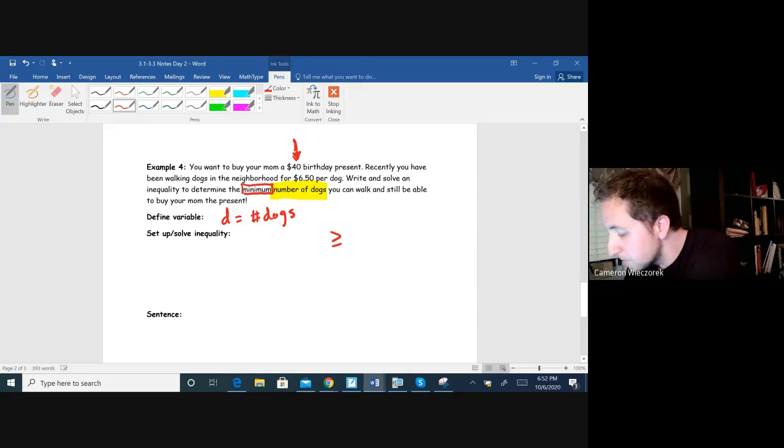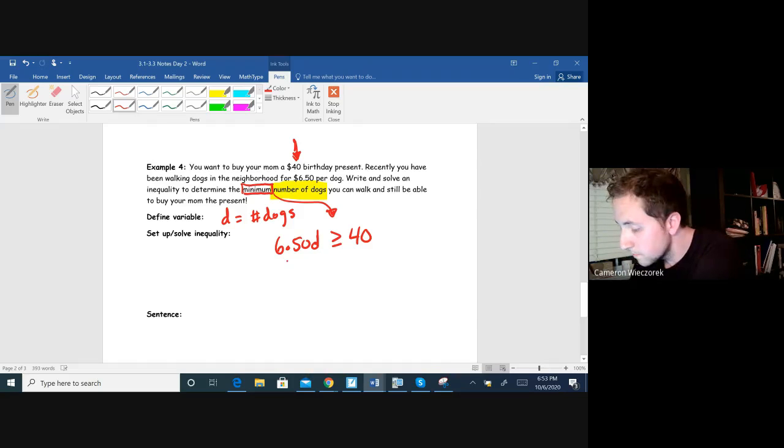So something in this problem needs to be greater than or equal to, because it said minimum. That cues me in for the symbol. And what is going to be greater than or equal to? It's going to be the cost of the present. You know, you might find something that's exactly $40, but maybe it's 42, or maybe it's $45 or $50. You want to spend at least $40 on mom. In order to do that, you have to walk some dogs. Each one, you're charging $6.50 times the number of dogs. You're going to make a certain amount of money, and that's going to be greater than or equal to $40. So to solve this, I'm going to divide by 6.5.